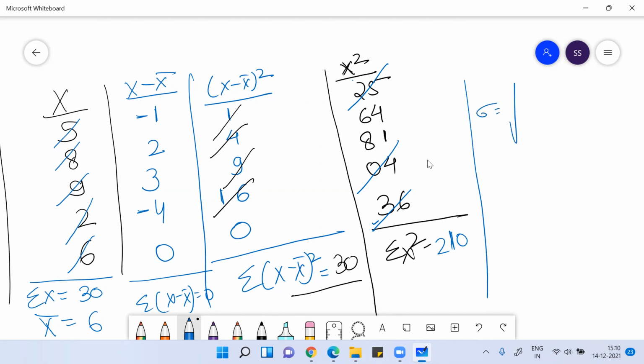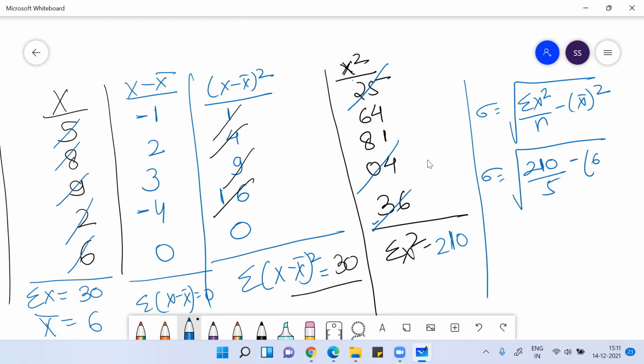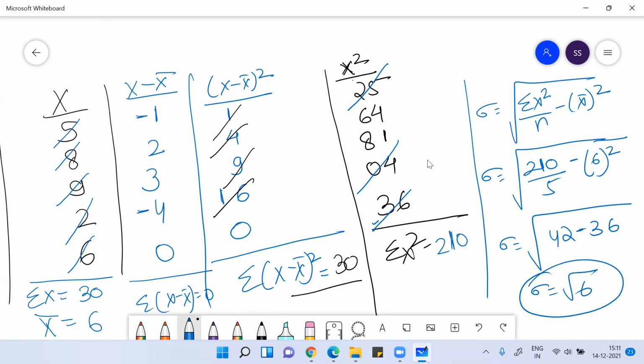So another formula you can use for standard deviation is the square root of sum of x square by n minus x bar square. So the sum of x square is 210, divided by 5, minus x bar square. X bar is 6, 6 square. Another formula gives standard deviation as root of 42 minus 36. So the value of standard deviation is root 6. Clear everyone? Yes, sir.